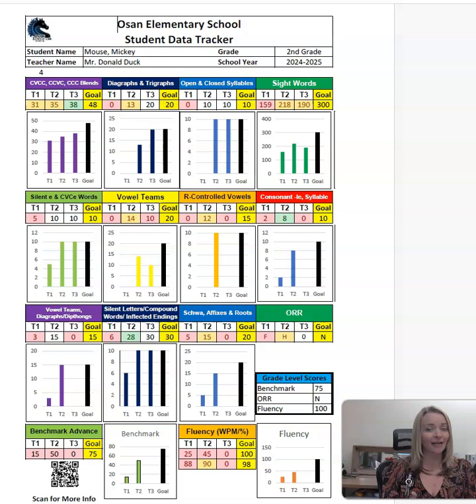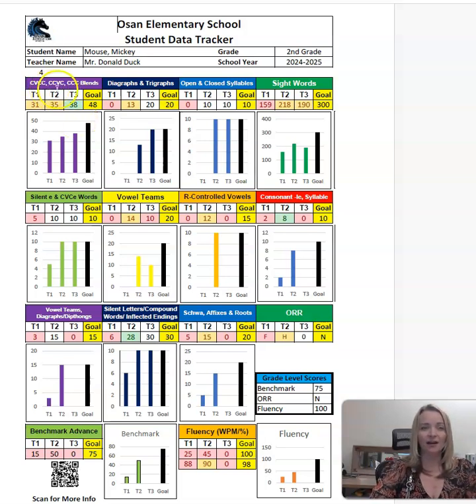Now the one that you're looking at here is just an example data tracker. You'll want to look at your child's data tracker to be able to see how he or she is performing. But I want to go over what each assessment is and how you can help your child, so that you can use the data that you see and know exactly what your child needs help with.